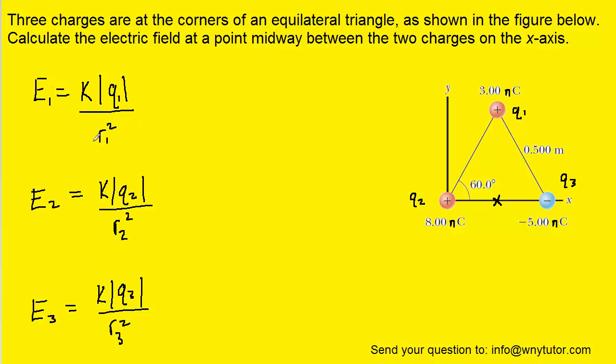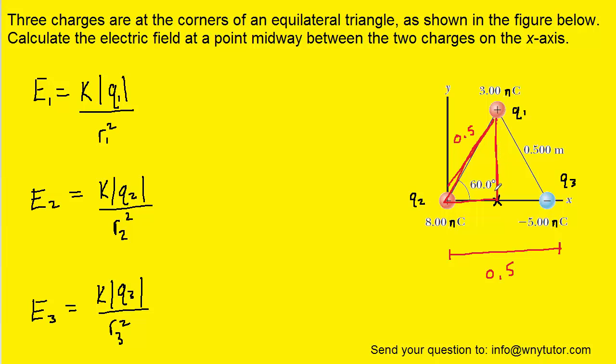Now, in order to find the distance that we have marked r1, which would be the distance from the positive charge to the place that we marked x, we would have to use a little bit of trigonometry. So you can see that we have created a right triangle that's outlined in red here. Notice that this side of the right triangle is 0.5 meters, and so is this side, since it's an equilateral triangle. So we can use one of our trigonometric functions to find this side.